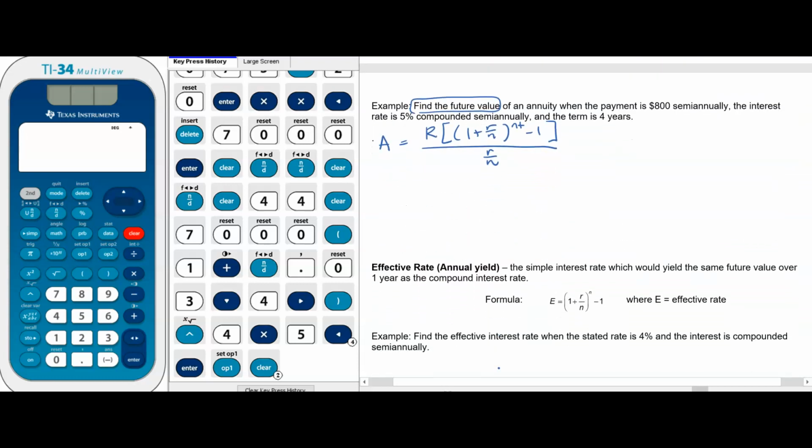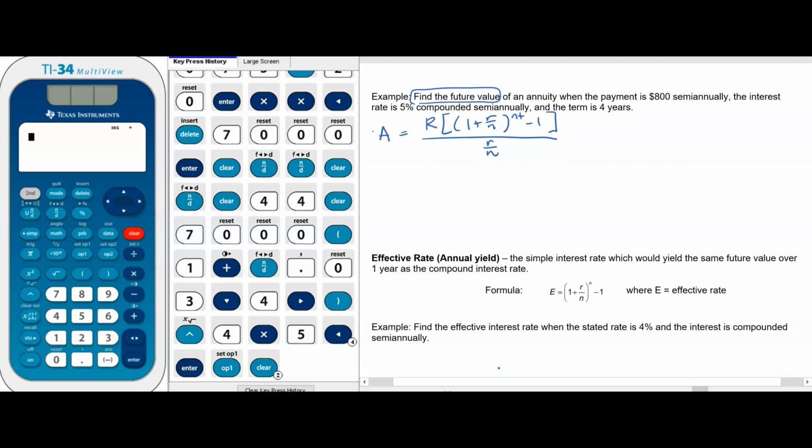Let's go through the problem and determine what number goes in which variable. So if the payment is $800, it doesn't say regular there, but that's what it's referring to. So payment, that's the regular payment. So R, big R, is $800. It's compounded semi-annually, so that means twice a year. So N is going to be 2. The rate is 5%. So r equals 0.05 because 5%, we move that decimal 2 spots to the left to get 0.05. And then the term is 4 years, so that means t equals 4.